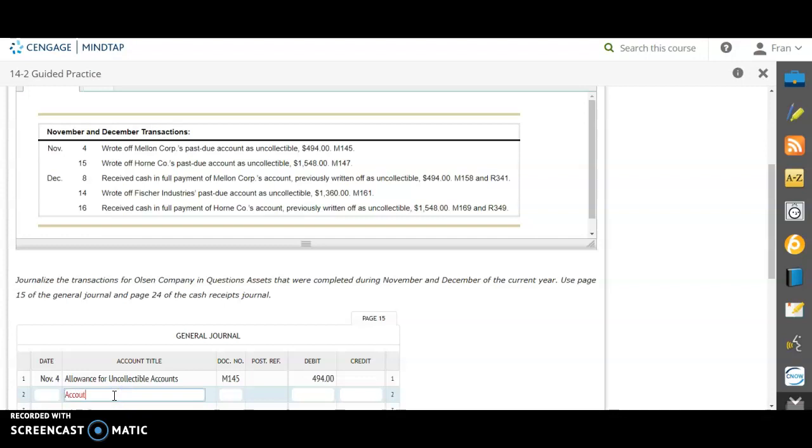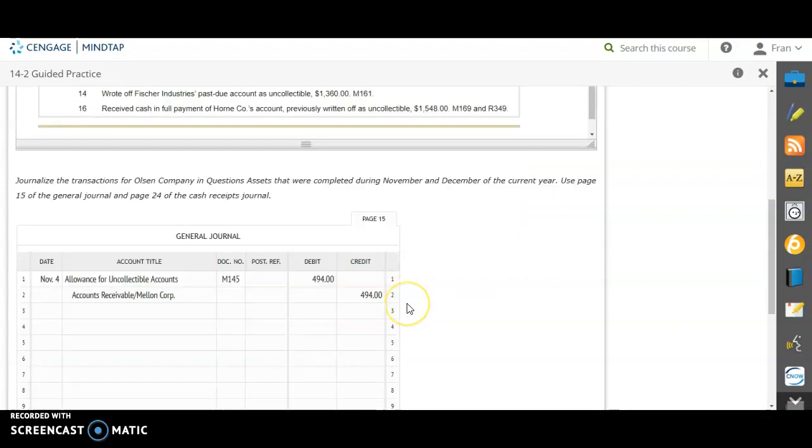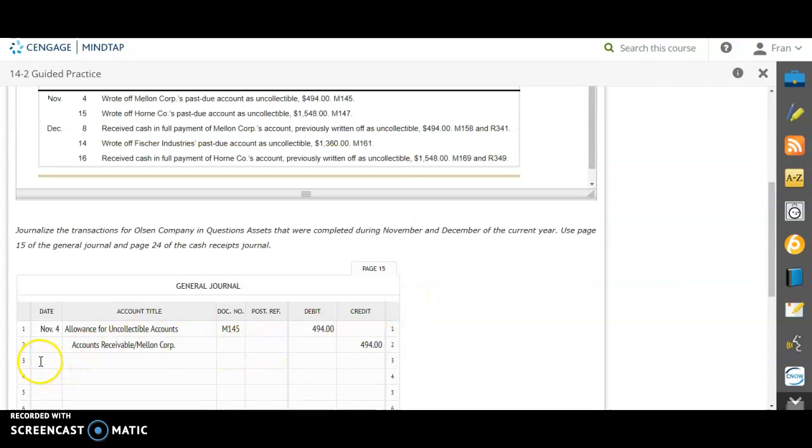If I could type in the right blanks, it would be probably a little easier. Mellon Corporation, $494. And the reason why we're crediting it, if you think about accounts receivable has a normal debit balance, well, the only way I can get it out of accounts receivable and out of Mellon Corporation's ledgers is that I have to credit it for $494. That'll bring them down to zero balance. That's why we're calling it writing it off, because it's going to become zero at that point.